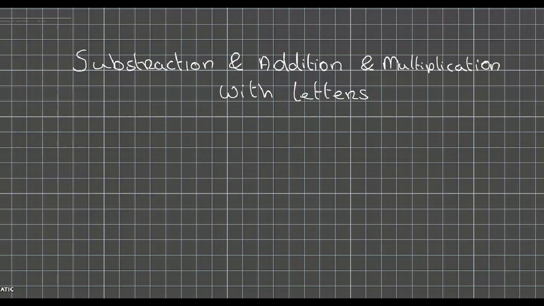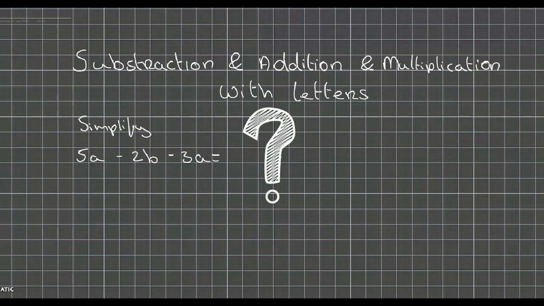So let's say I have 5a minus 2b minus 3a. What's the outcome of this if I have to simplify? Well, I look for like terms again. There we go, like terms. So with addition and with subtraction, I always look for like terms. So the like terms in this equation are a, and the different term is b.